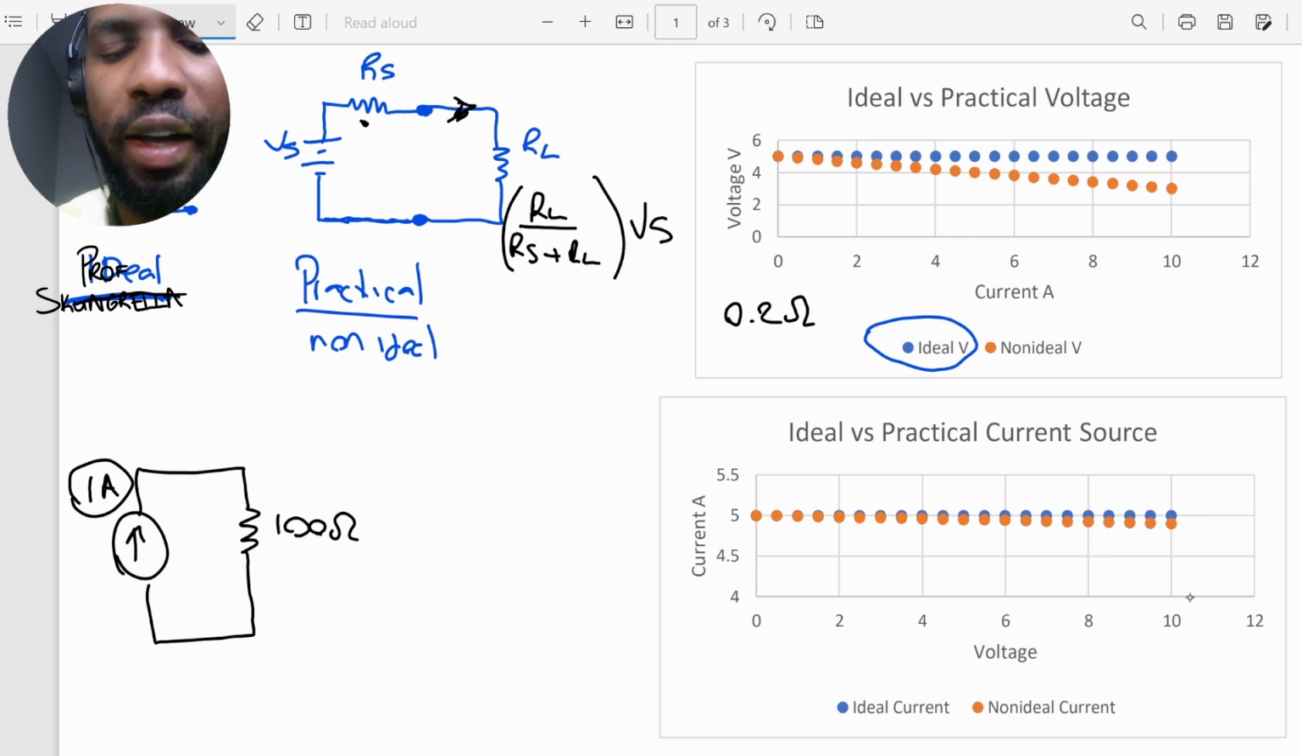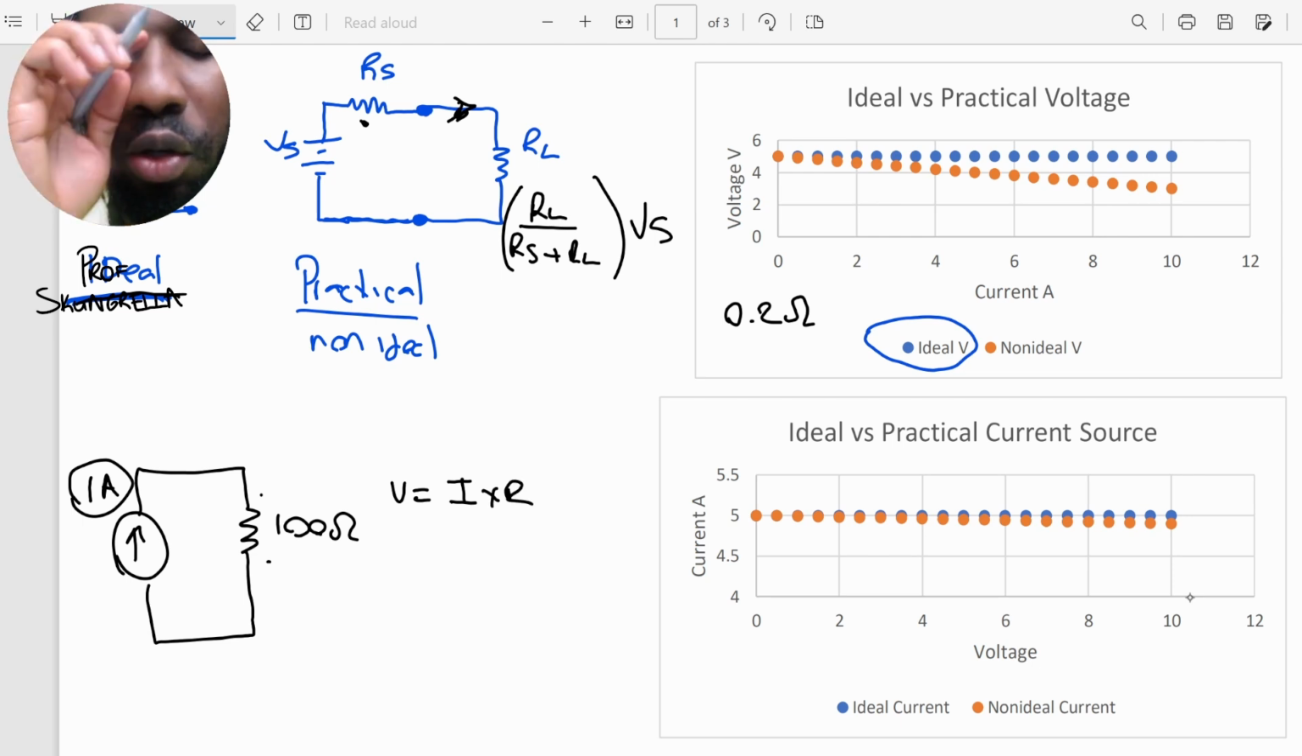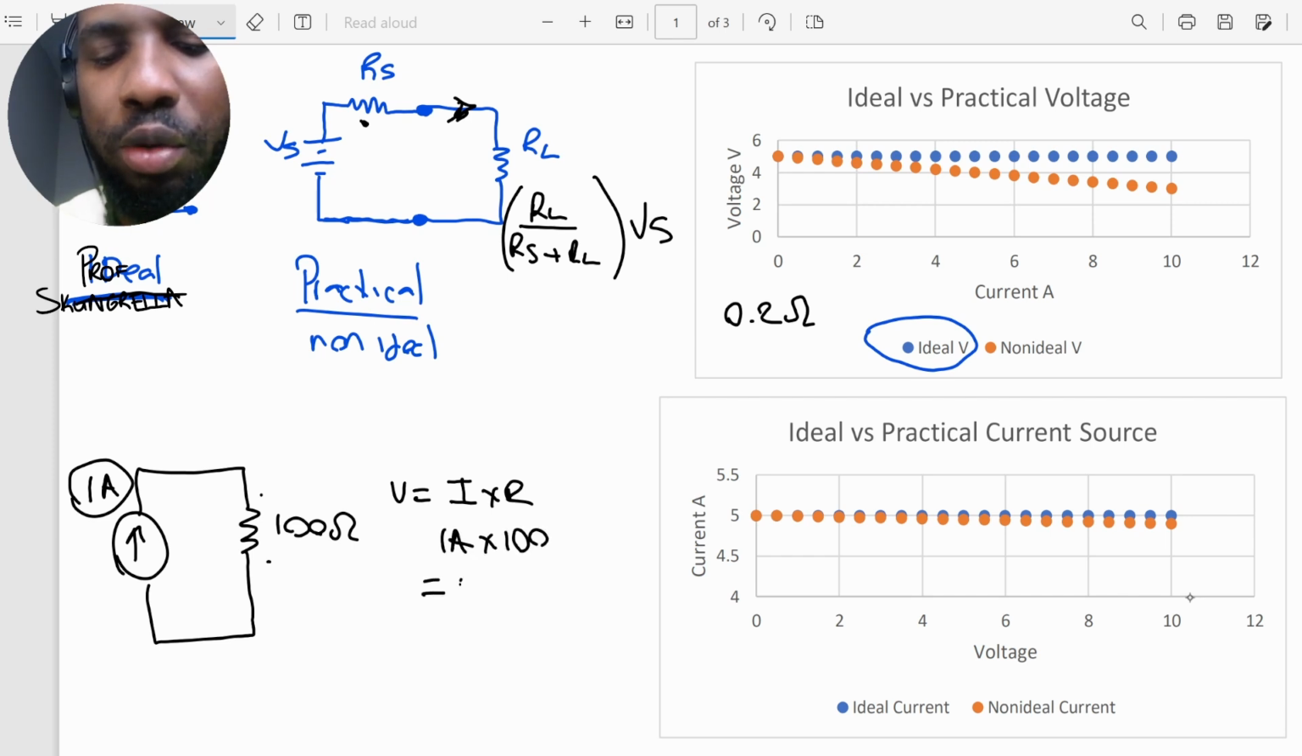So now we can find out what the voltage drop is across this. V is going to be equal to I times R. So with the voltage source, you set the voltage. With the current source, you actually set the current. So we know that the voltage is going to be 100 times 1 ampere, 1 ampere times 100, which is going to be 100 volts.